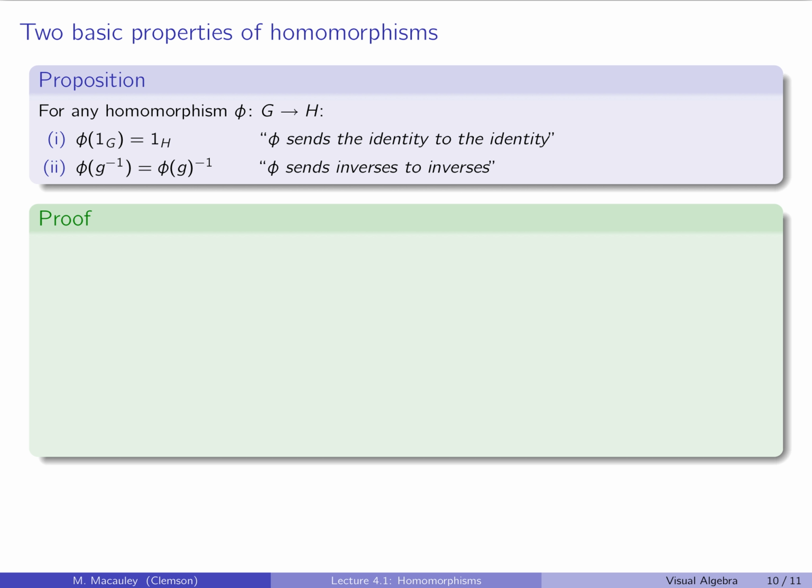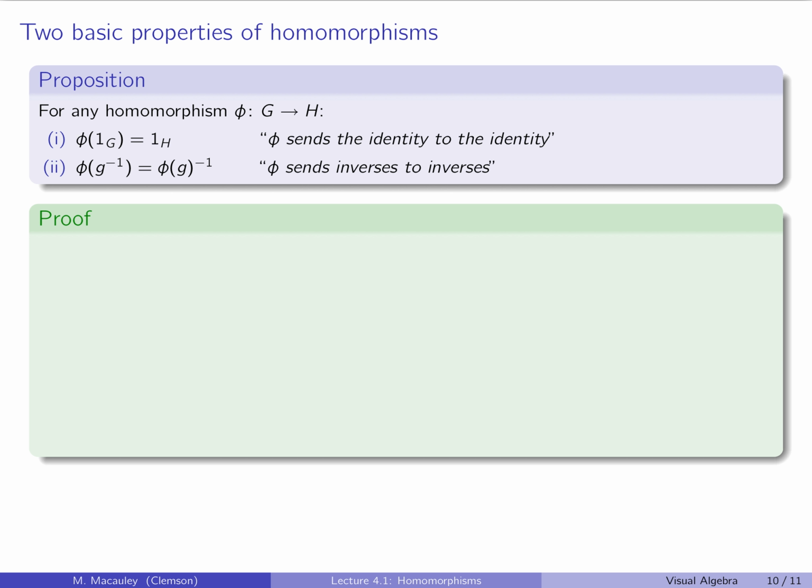Let's see what it says. For any homomorphism phi from G to H, phi of the identity element in G is the identity element in H, and phi of g inverse equals phi of g inverse. In other words, phi sends the identity element in the domain to the identity element in the codomain, and phi sends inverses to inverses.